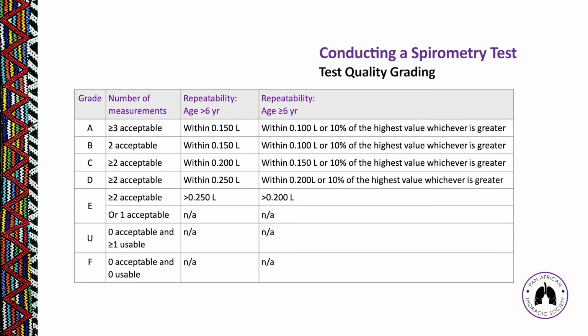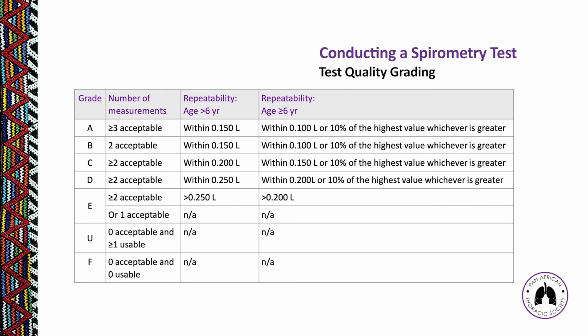So what we see with test quality grading is that there are 7 different grades of test that we can use to grade the quality, and that is grade A, B, C, D, E, U, or F. And the quality grade is determined by the number of acceptable tests that the child has blown, as well as the repeatability of that test.